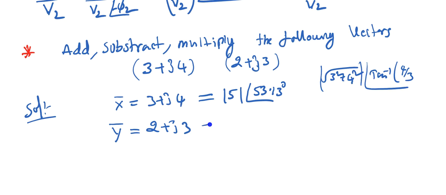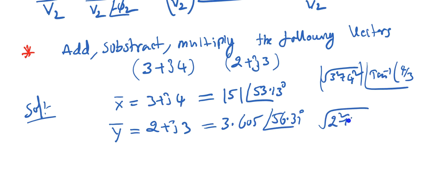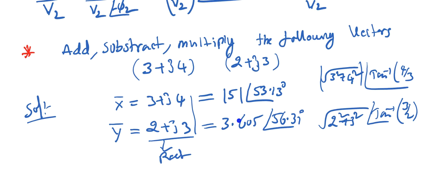Similarly, convert this rectangular form into the polar form here. If you do this, the magnitude is 3.605, and the angle comes to 56.31 degrees. So this is 2 square plus 3 square, with an angle of tan inverse of 3 by 2. So these are my rectangular forms, and these are my polar forms.